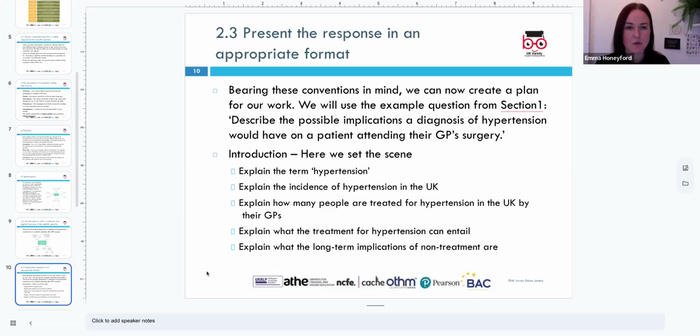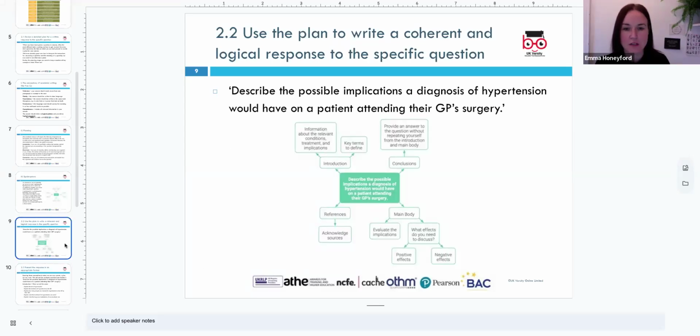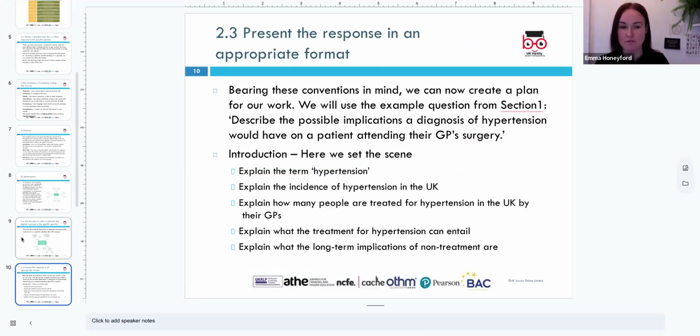Okay, so the next section is around presenting the response in an appropriate format. So obviously you have your spider diagram. Once you've done the spider diagram, you can then transfer that into a document where you have it written in an essay structure. So we'll use this example again: describe the possible implications a diagnosis of hypertension would have on a patient attending their GP surgery. So this breaks it down again.